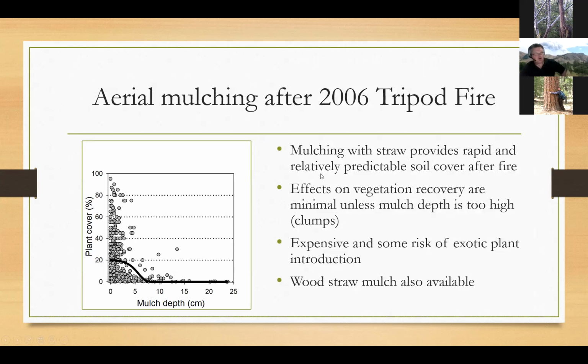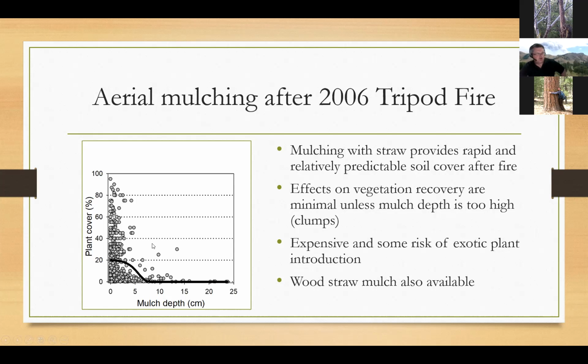Another approach, aerial mulching, was tried quite extensively in the 2006 Tripod fire. Mulching with straw provides very rapid and relatively predictable soil cover after fire. It's an engineering approach. You put it down, you can see you have it. It's pricey, but you can do it.